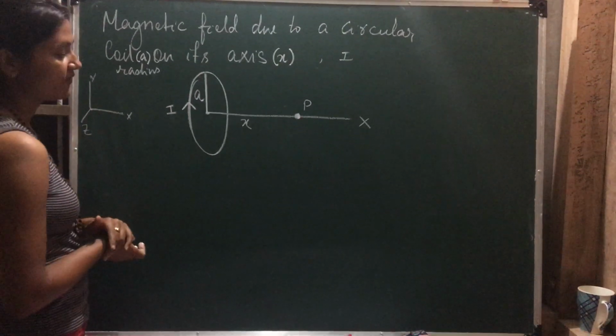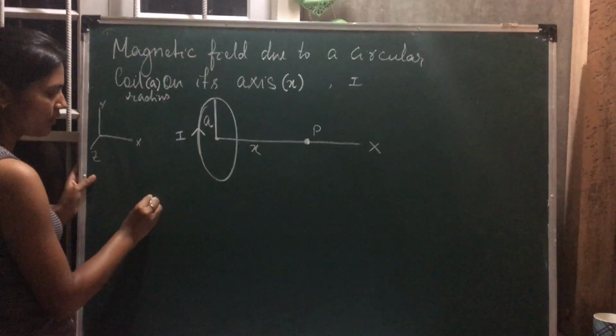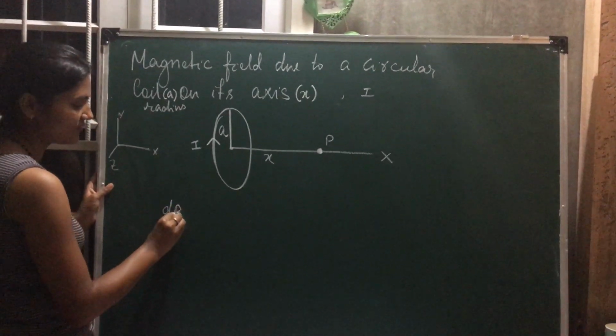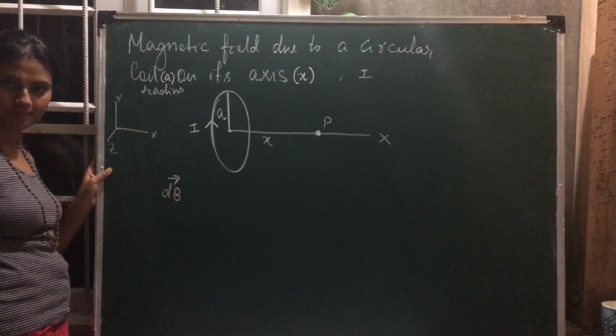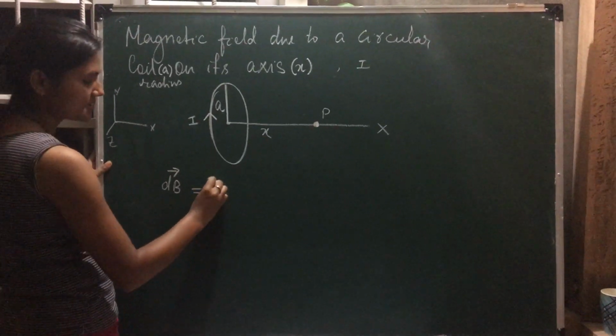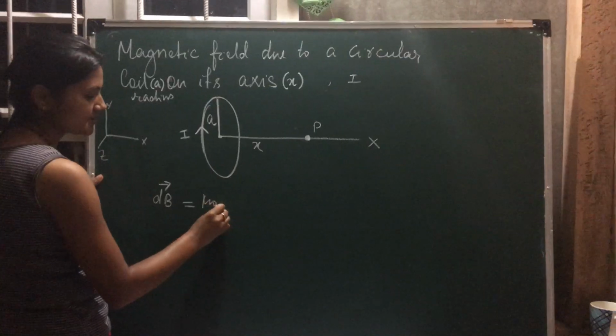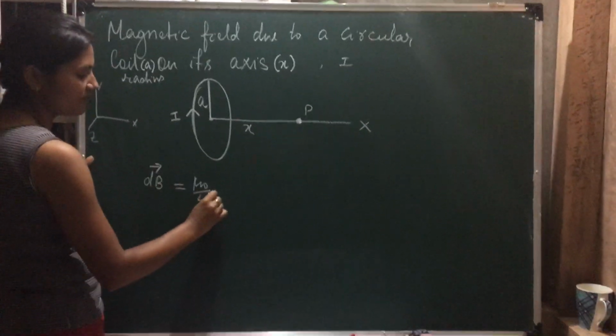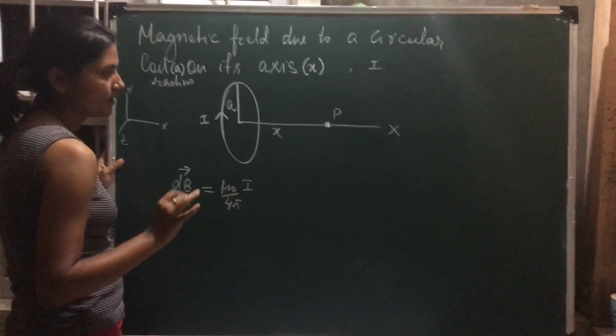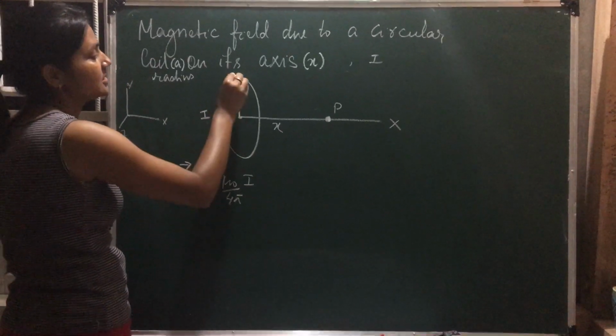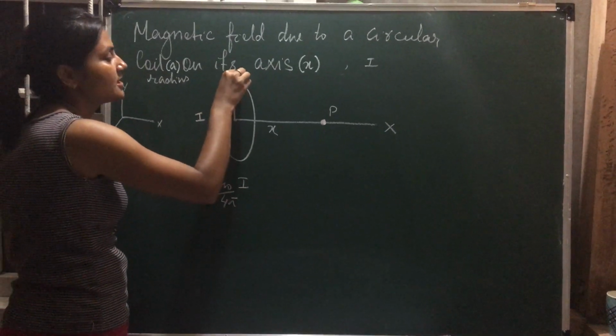Now, we know how we can find out the magnetic field. Our means to find out the magnetic field is the Biot-Savart law, right? And what is the Biot-Savart law? Biot-Savart law is mu 0 by 4 pi I. We have to choose the elemental section. Let me choose the elemental section dl.